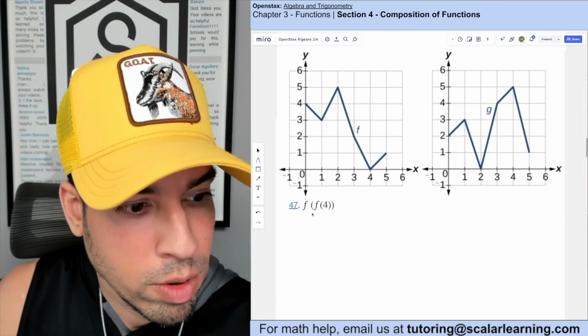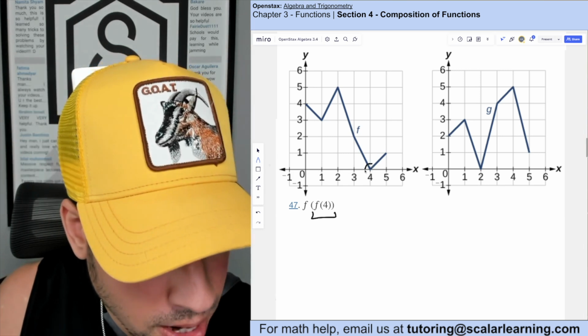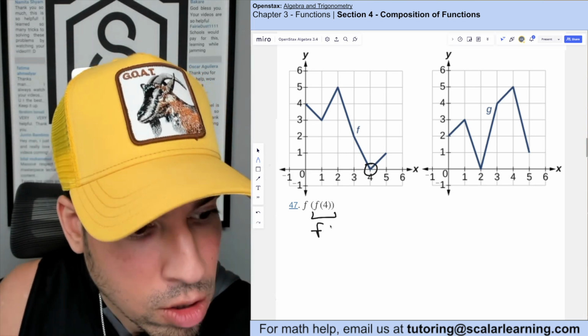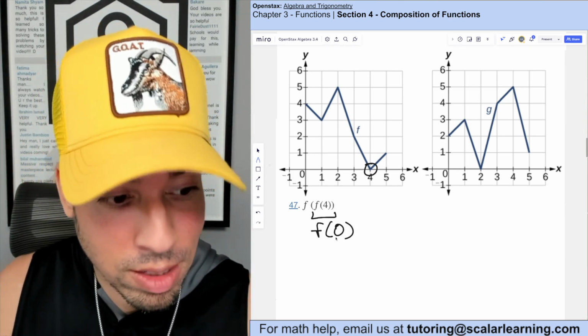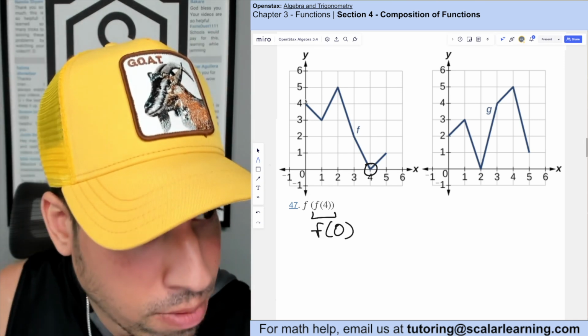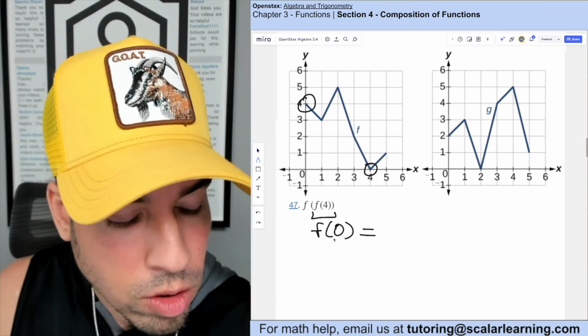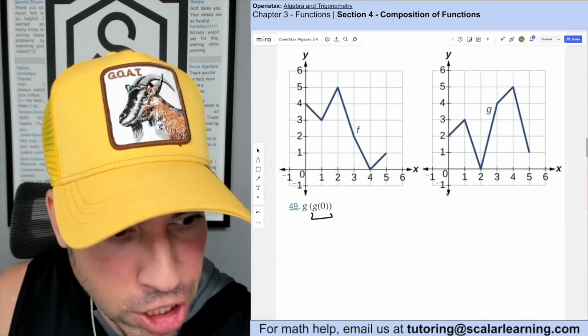Done. Here we first find f of 4. Here is 4. The value of f there is 0. So now we're taking f of 0. I'm replacing f of 4 with 0 because f of 4 is 0. Then we want f of 0. Here's 0. The function value of f at 0 is 4. So the final answer is 4. Boom. Done.